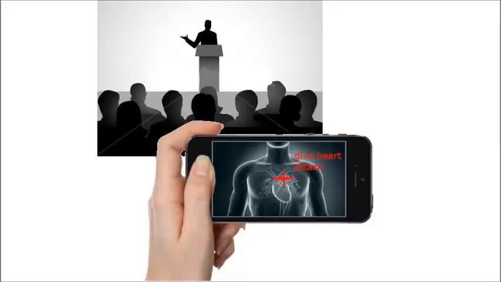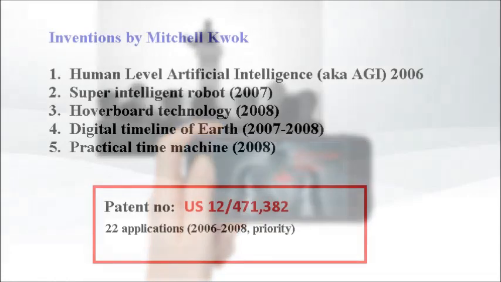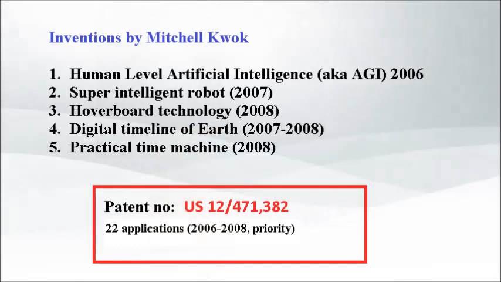The future of the Internet. Smartphones that can torture or kill humans, called electronic torture. The patent that readers should analyze, and directly relates to this killer smartphone, is patent number 12/471382, entitled, Practical Time Machine Using Dynamic Efficient Virtual and Real Robots.